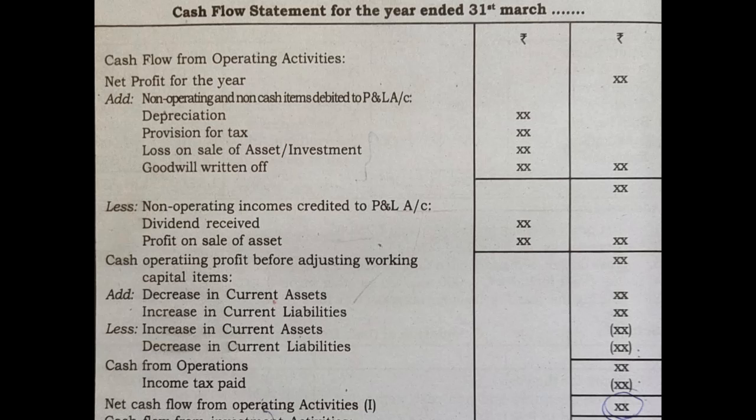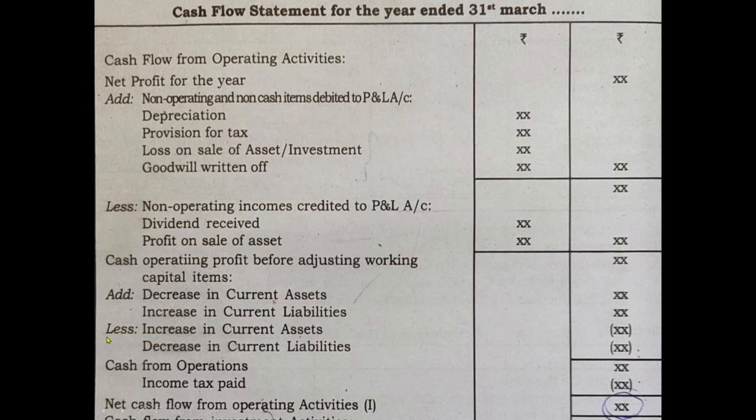Next one, increase in current liability. How is an increase in current liability added? Because remember, creditors is an example of current liability. So whenever creditors increase, it means we might have borrowed from some suppliers. So when credit is taken from suppliers, the cash balance in our hand is increased. So whatever activity increases our cash flow or causes an inflow of cash is added back. So decrease in current asset is added, and increase in current liability is also added.